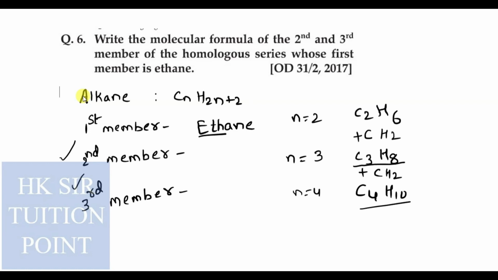If you want the names also, very simple. 3 carbons, so the word prop. It is an alkane, so it is propane. Next, 4 carbons, but. It is a single bond, so it is butane. Okay, I hope you understood this.